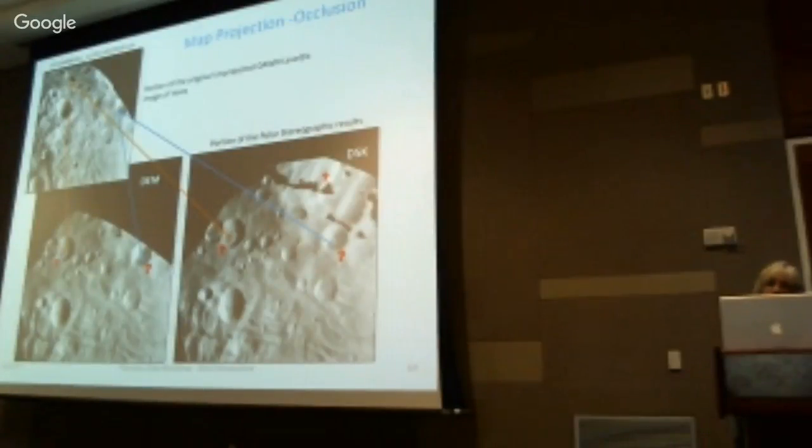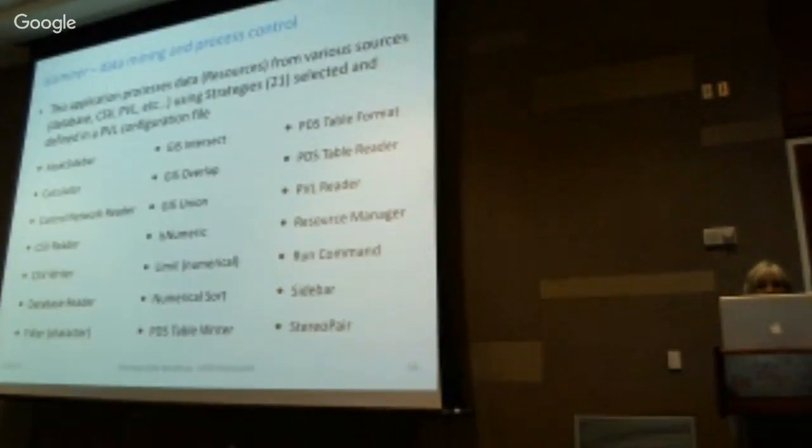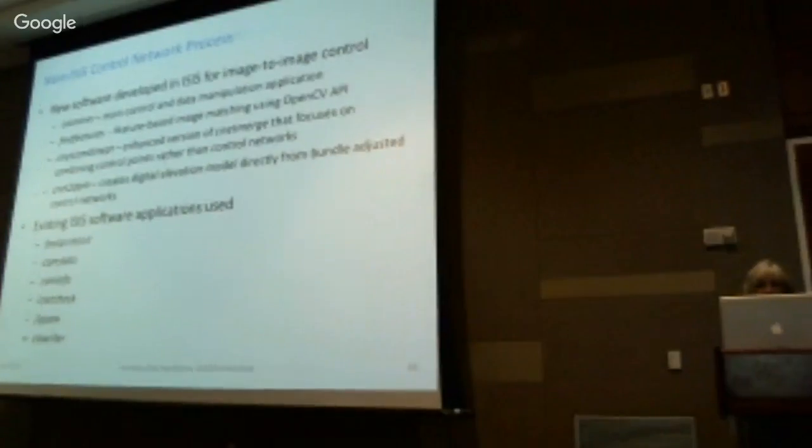Map occlusion, I really wanted to talk about this. ISIS needs to know that it can't see the bottom of the crater, so why is it filling it in when you map project it, right? We're working on that, especially with bodies like the Chicxulub, where you've got occlusion of the whole body shadowing itself. ISIS should not be filling in the gaps. Minor, a really powerful tool. I encourage you to check it out. Stereo pair ranks are computed from ISIS Minor.